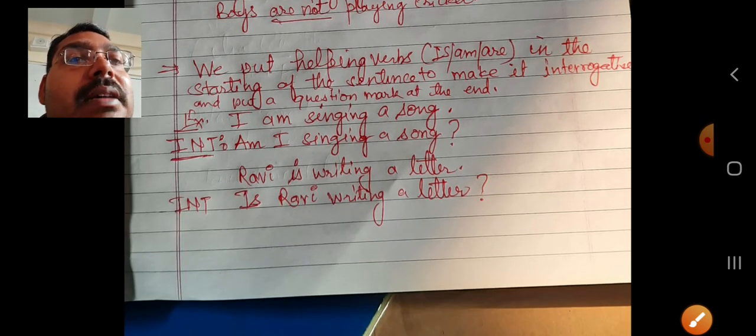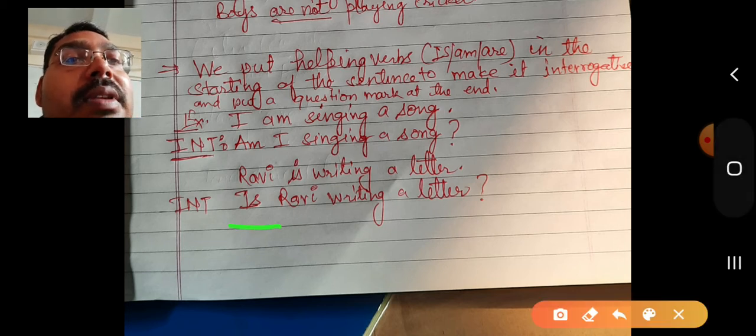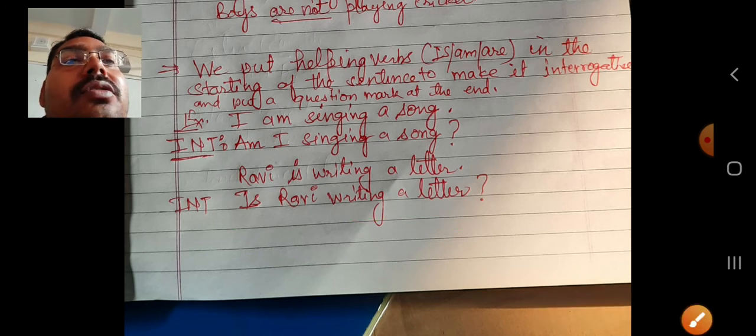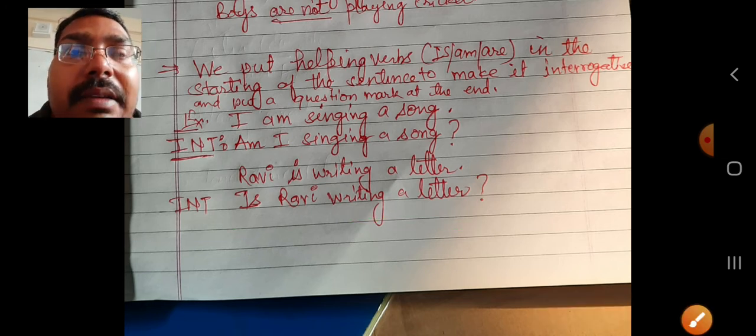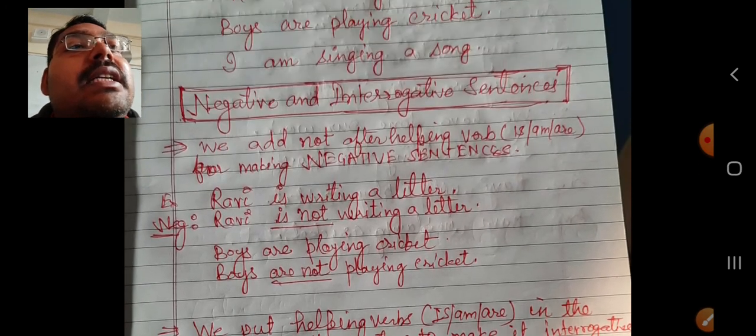Now you see another example. Ravi is writing a letter. You need to make it interrogative. How will you make it? Which is the helping verb? Is. So put the is in the beginning. Is Ravi writing a letter? And a question mark at the end. In this way, you understood how to make negative and interrogative sentences in present continuous tense.